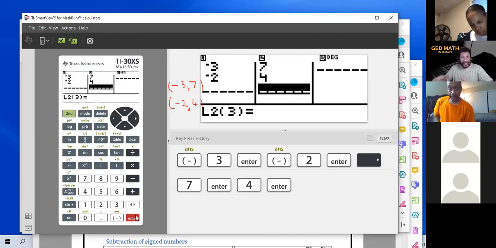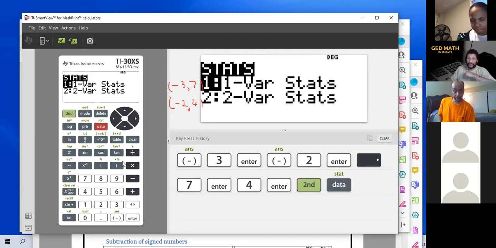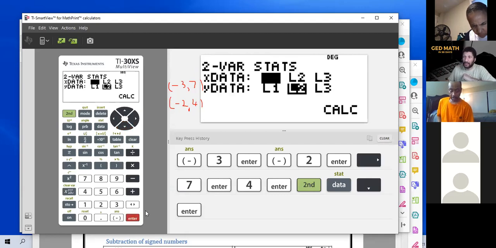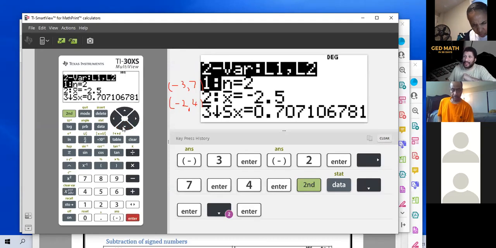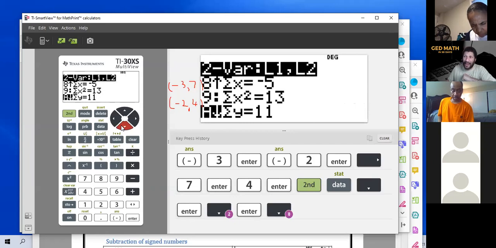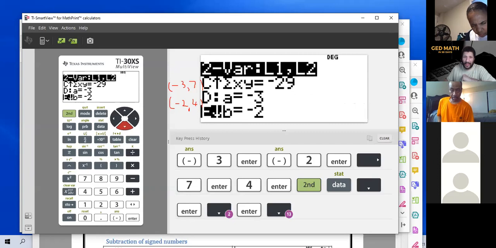The beauty of using the calculator this way is, watch this. Hit second, hit data. We have X and Y, so we have 2 variables. So we're going to hit our down arrow till we get to 2 variables. And then we're going to come down to calculate. And we're going to let the calculator do all our work. I want you to hit the down arrow until you get to lowercase a and lowercase b.